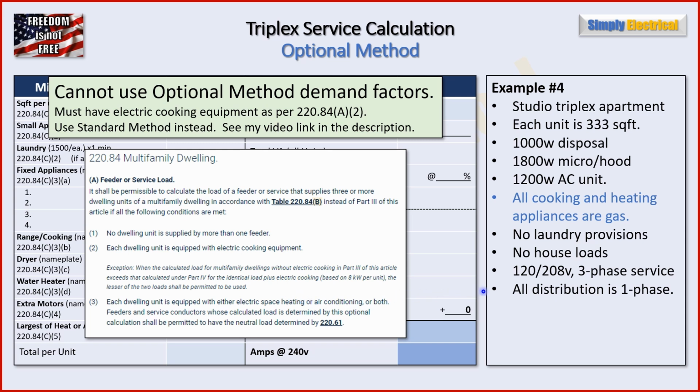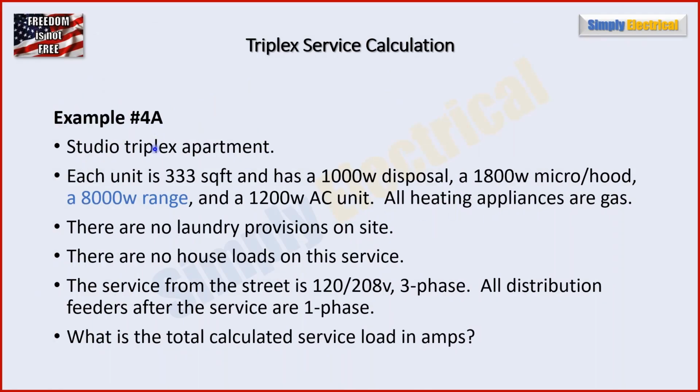So I created a 4A example here. So we have a studio triplex apartment. Everything's the same except we added an 8,000 watt range for each unit. So let's see how that changes our problem.